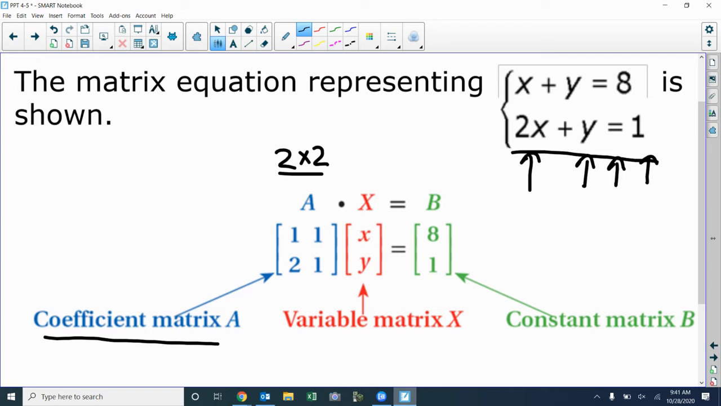What's that mean? It means the lead coefficients here: 1, 1, 2, and 1. And that will be our matrix A. It's a 2x2. Now go ahead and grab your calculators and put that in. Matrix A, 2x2, 1, 1, 2, 1.